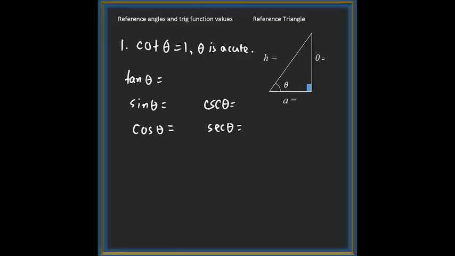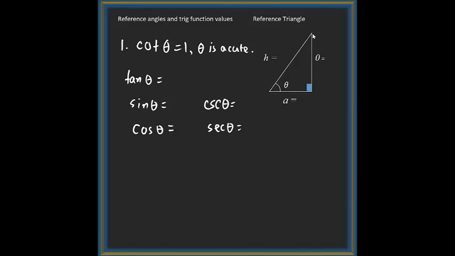We are given cotangent theta is 1 and theta is acute. So we need to determine tangent theta, cosine theta, sine theta, cosecant theta, secant theta. Theta is acute, that means we are in quadrant 1. So all the other function values we have will be positive.